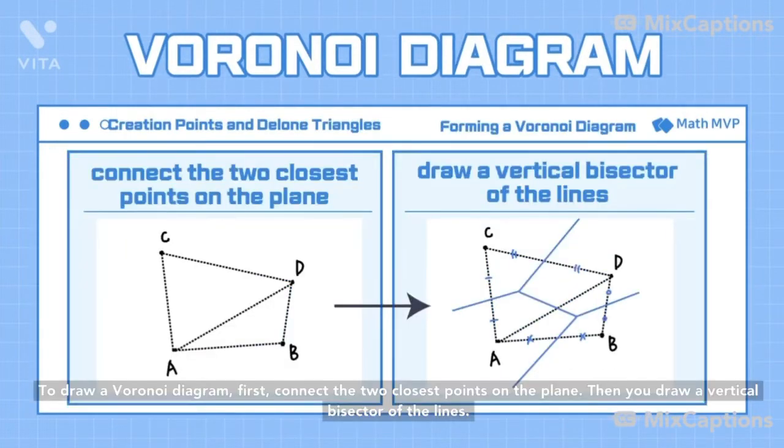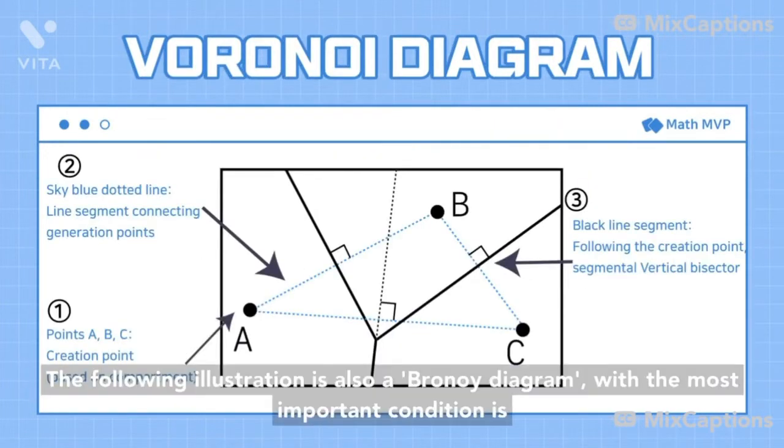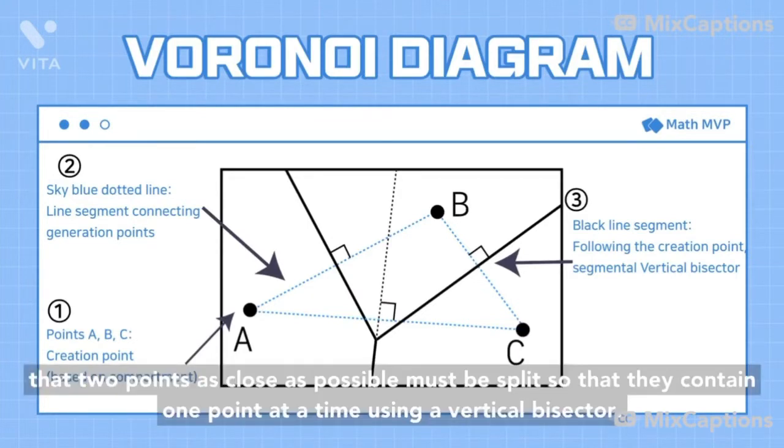To draw a Voronoi diagram, first, connect the two closest points on the plane. Then you draw a vertical bisector of the lines. The following illustration is also a Voronoi diagram where the most important condition is that 2 points as close as possible must be split into planes to include 1 point at a time using a vertical bisector.